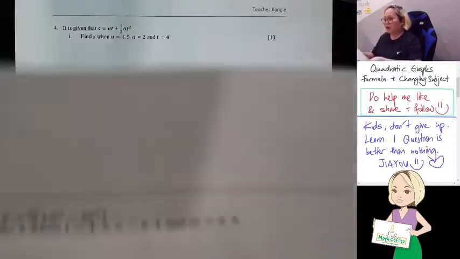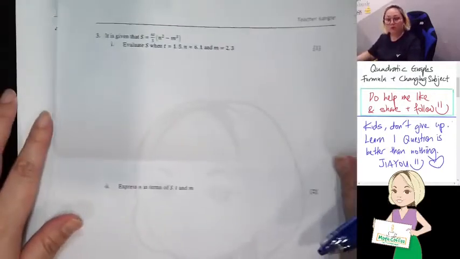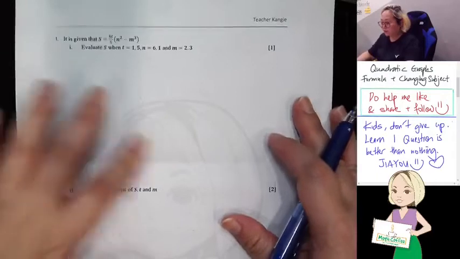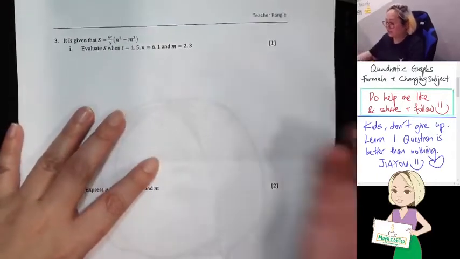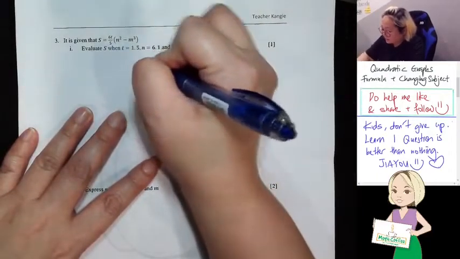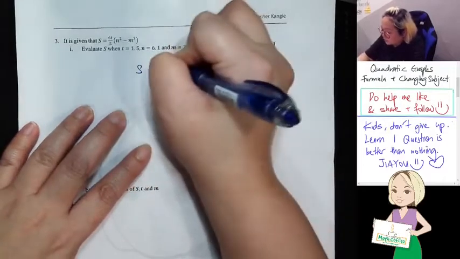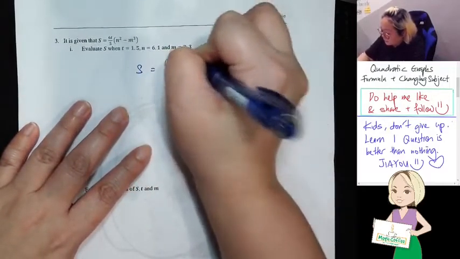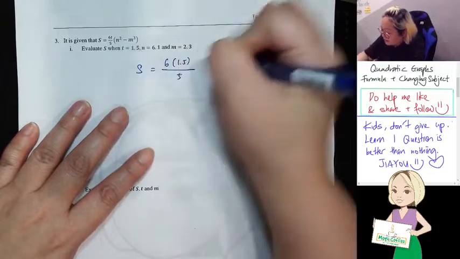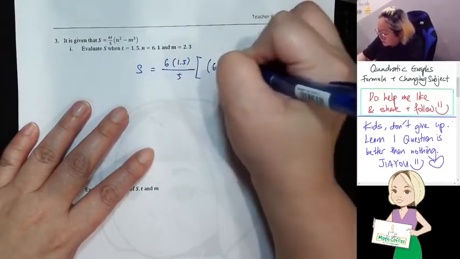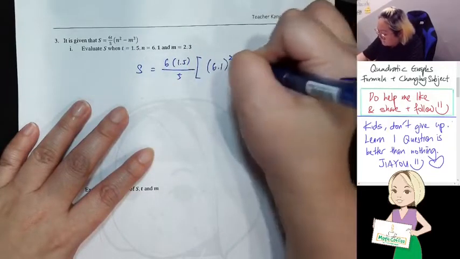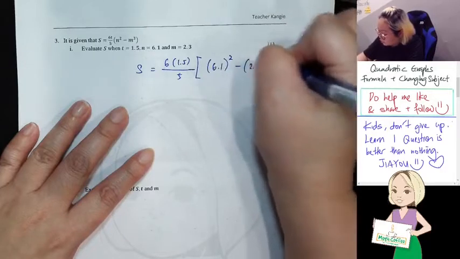Okay, let's move on to question 3. So question 3, part 1 is easy, just subbing in only, so I will go very fast. S is equals to 6t over 5 n squared minus m cubed.